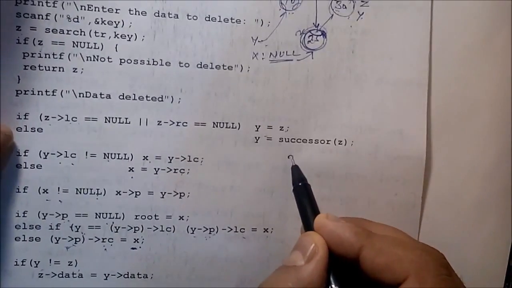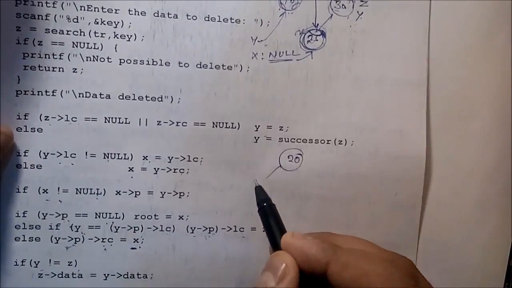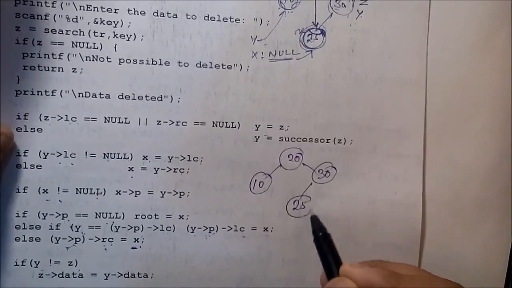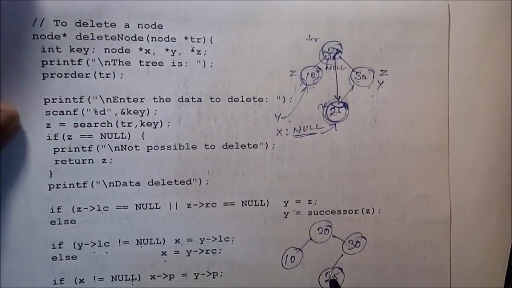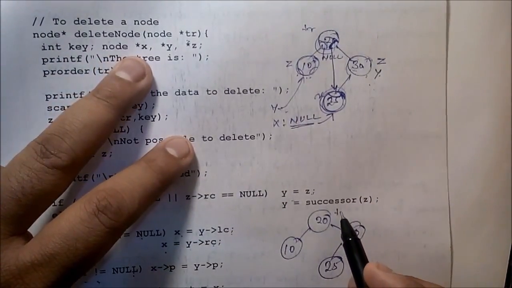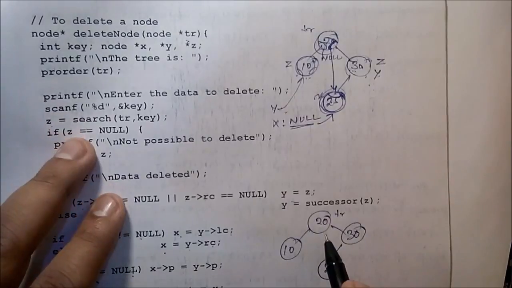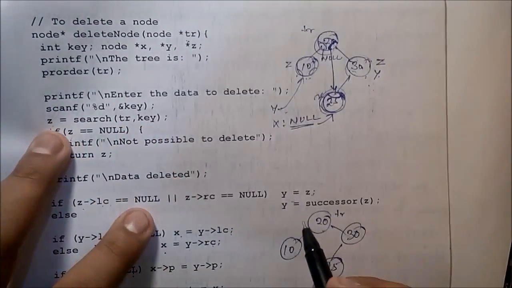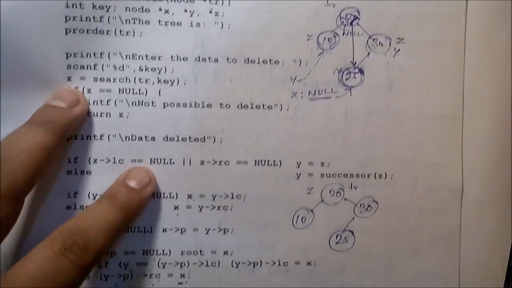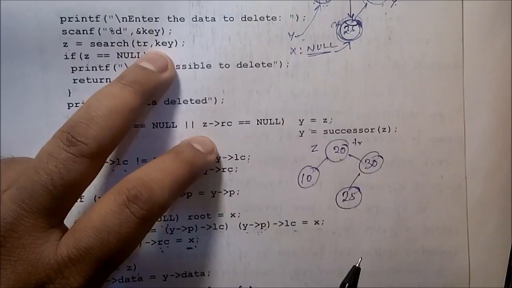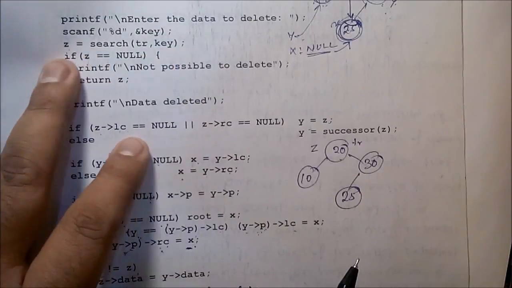Now we can check once again. Suppose 20, 10, 30 and 25. Now here we pass the tr value, this is tr, and search this particular key. Suppose you want to delete 20. Now z is equal to this one. So search returns the address of this particular node, the node you want to delete.